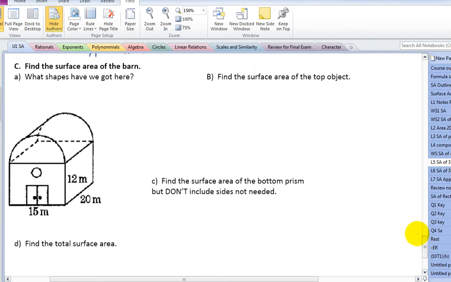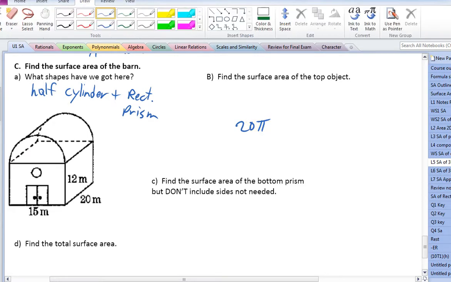Okay, so looking at this barn, what have we got? What shapes have we got? Yep. Half cylinder and a rectangle. Half cylinder plus a rectangular prism. Now, the rectangular prism's a little weird. Okay, so B, find the surface area of the top object. Once you get to like 20 pi, what will you do at the very end? Yeah, divide by 2. Okay, so then you get like 10 pi. All right.